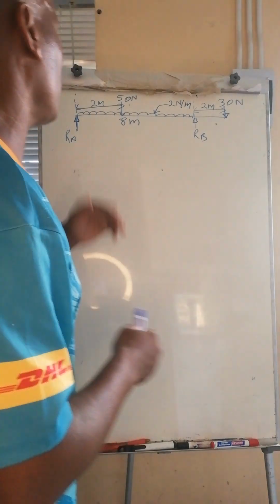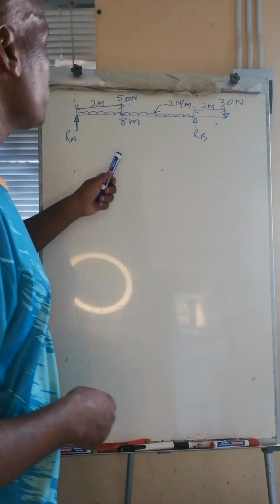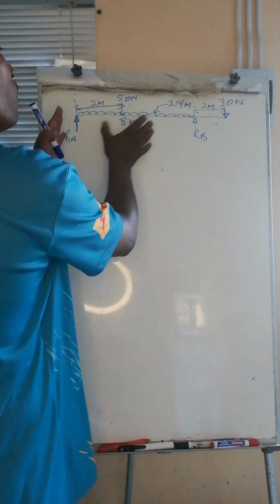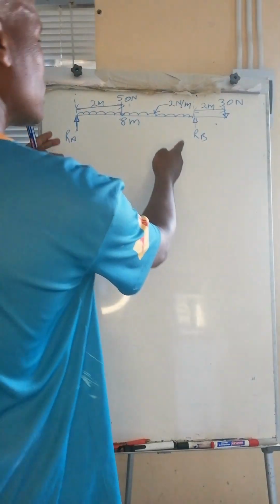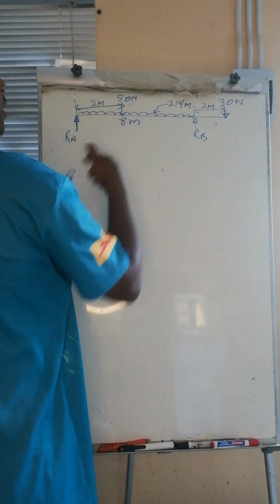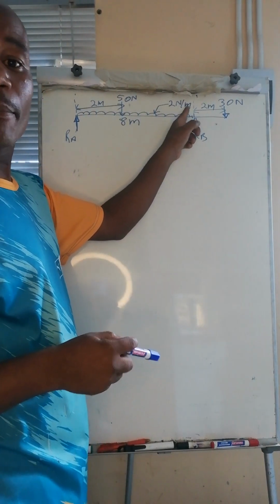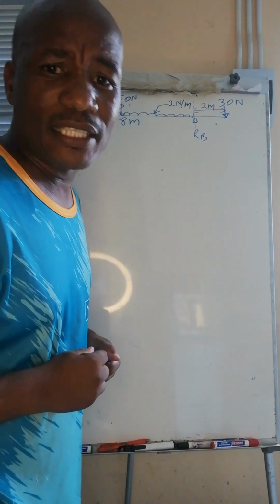But in this case, what is a uniformly distributed load then? A uniformly distributed load is a load that is applied over the whole or part of the beam. Let's say, for instance, this is a beam, and there's a uniformly distributed load of 2 newtons per meter applied over a distance of 8 meters.